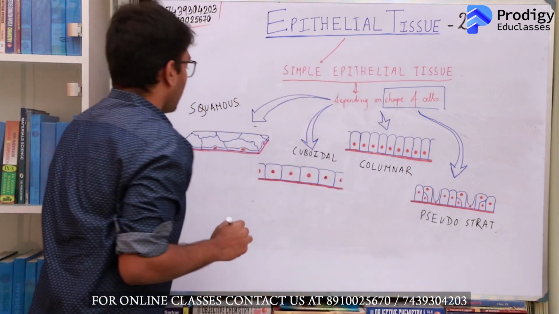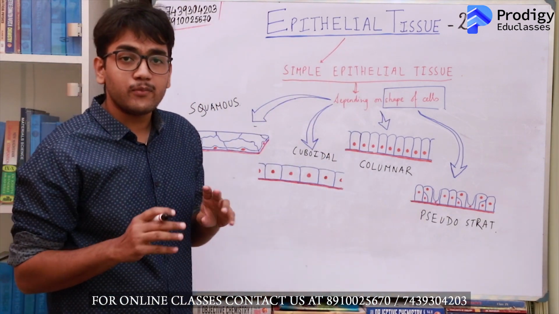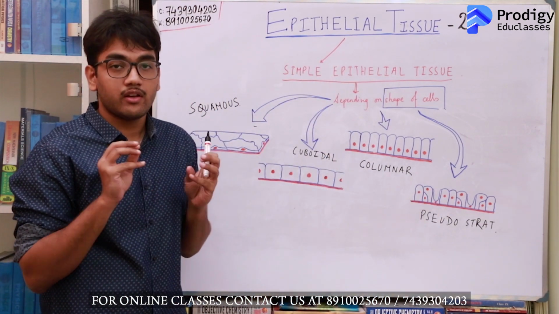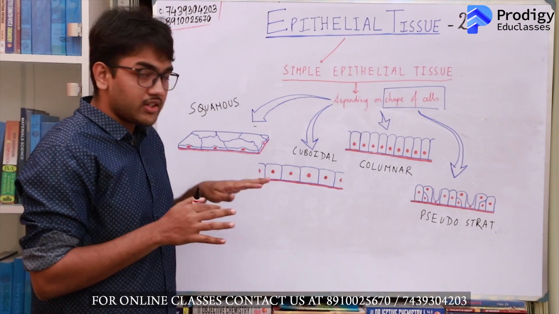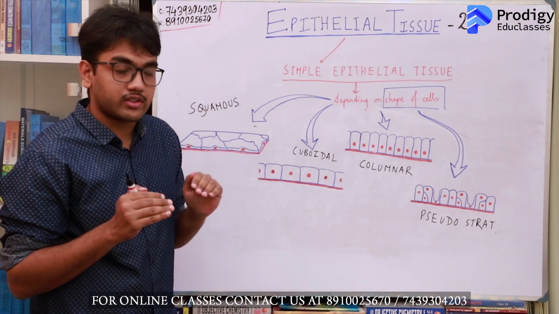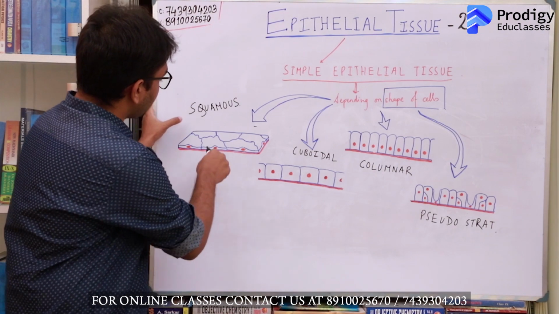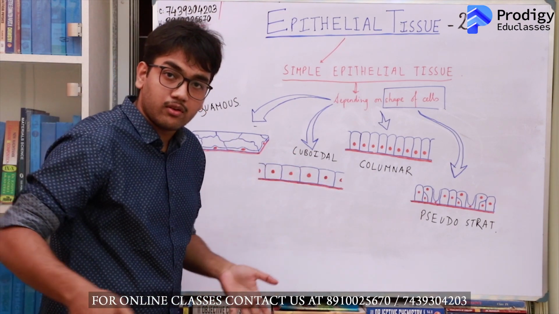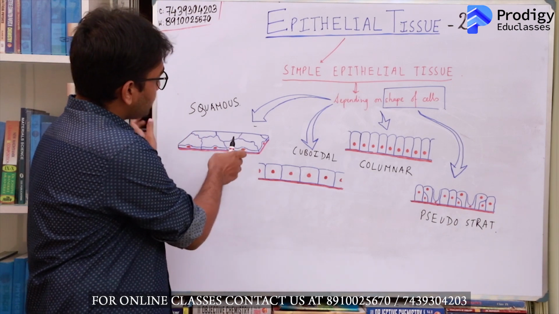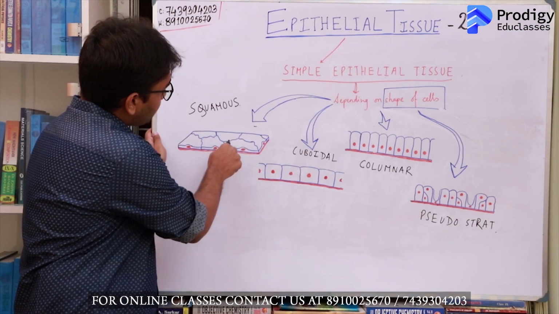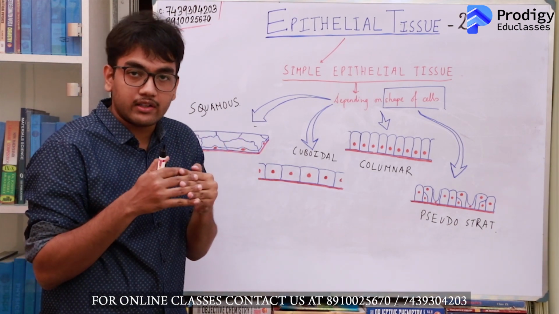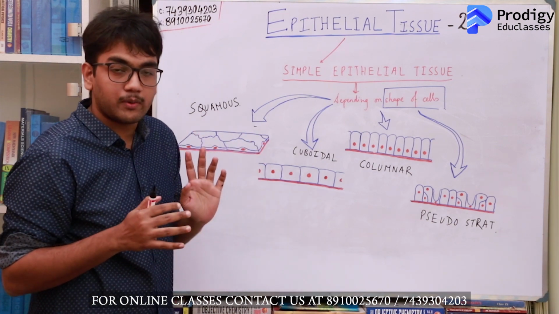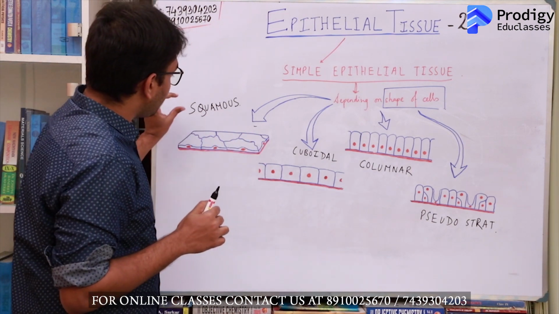So beginning with squamous epithelial tissue, the name squamous means fish scale-like. Like the fish scales are arranged in the bony fishes, you'll find that these cells are arranged like them. Like you find pavements, there the tiles are arranged in a way, in the same way these cells are arranged very close knit to one another. There is almost no intercellular spaces. So hence the name squamous.